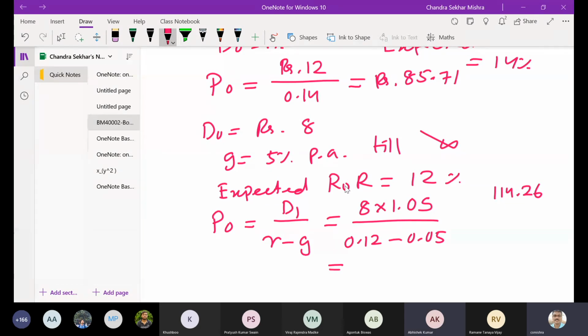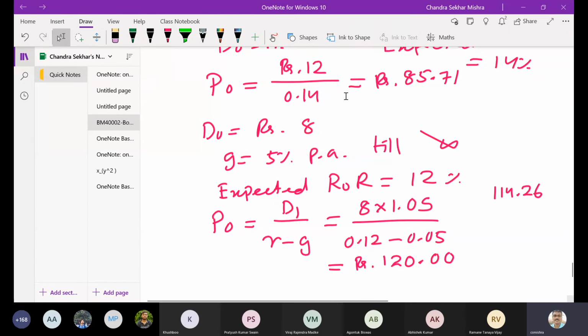Sir, no, it's 120. I did a miscalculation. Okay, maybe you did not multiply by 1.05. Yes, sir. So rupees 120, exactly 120.00. Yes, sir. Very good. So this is a very simple concept where you apply D1 by this.